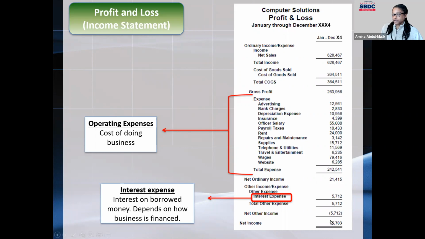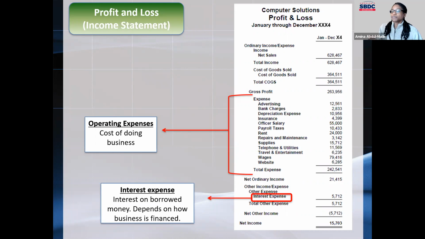And then at the bottom here, you see when it was all said and done, after we take all of their revenue from Computer Solutions, minus their expenses and minus what they paid this year in interest on their loan, they then had $15,703 of net income. And that is money left over after everything we see here expense-wise, but not taxes.